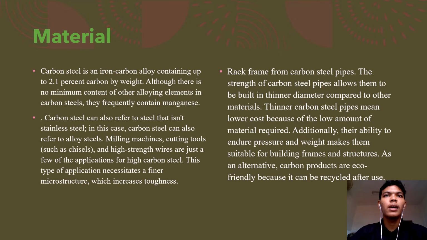Next is the material. Carbon steel is an iron carbon alloy containing up to 2.1% carbon by weight. Although there is no minimum content for other alloying elements in carbon steel, they frequently contain manganese. Carbon steel can also refer to steel that is not stainless steel. In this case, carbon steel can also refer to alloy steel. Milling machines, cutting tools such as shears, and high-strength wire are just a few of the applications for high carbon steel. The rack frame is from carbon steel pipes. The strength of carbon steel pipes allows them to be built in a thinner diameter compared to the other materials.